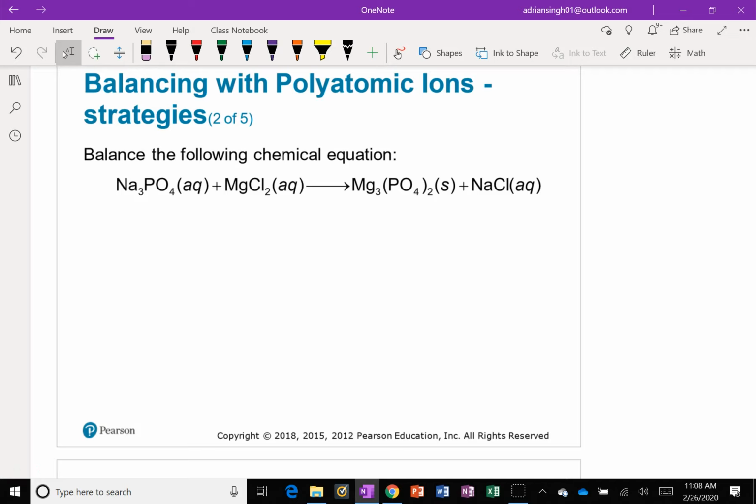All right, so when you are faced with equations that contain polyatomic ions, you may be tempted to go ahead and separate all of the atoms into themselves. So for instance, you may want to think, well, there's sodium, there's P, there's phosphorus, there's oxygen, etc. One strategy that you can use to make the balancing a lot easier is to balance the polyatomic ion as an entity. In other words, don't break the polyatomic ion into its atoms.